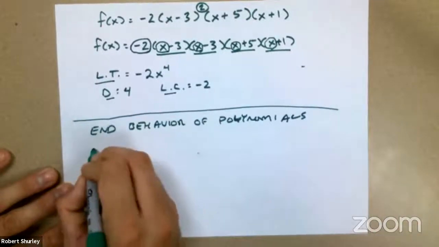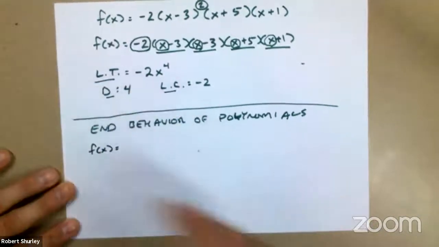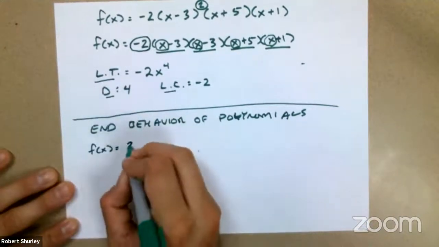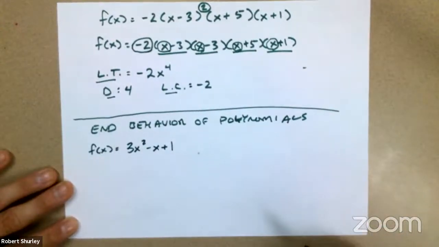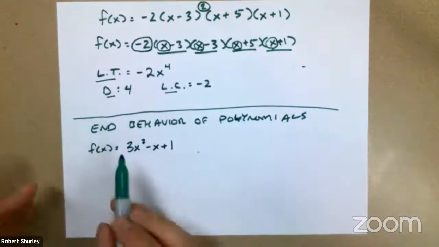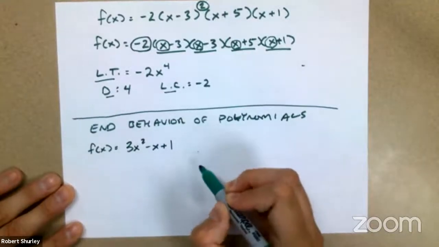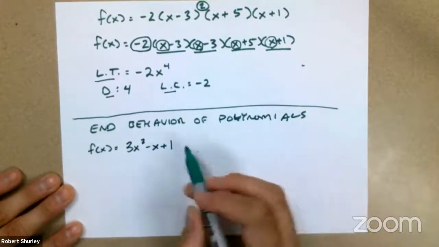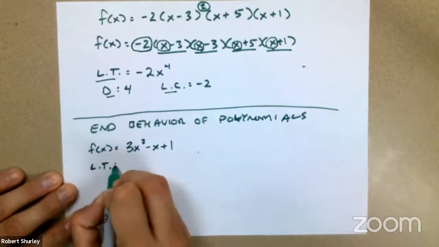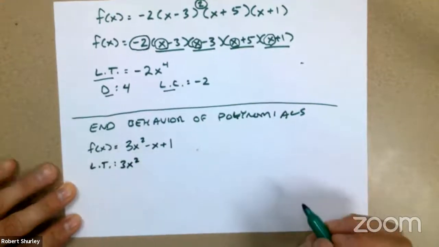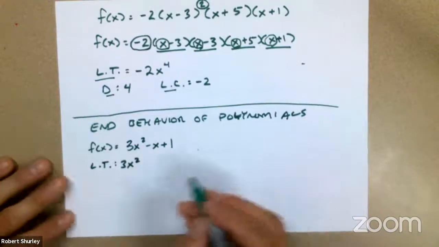Let's say I gave you f of x equals, let's do one we know already actually. Let's say we've got 3x squared minus x plus 1. Hey, this is a nice quadratic polynomial. And we know the end behavior here, right? Because the 3 is positive, this is going to end going up to the left and up to the right. But I want to show you in polynomial terms why we know that. So the leading term is 3x squared. Now, what matters is if the degree is even or odd.